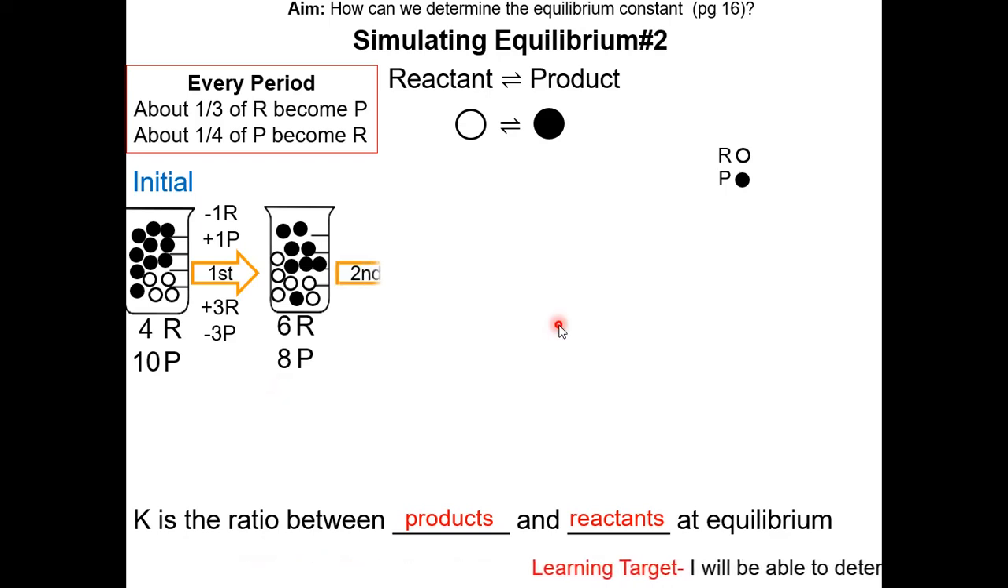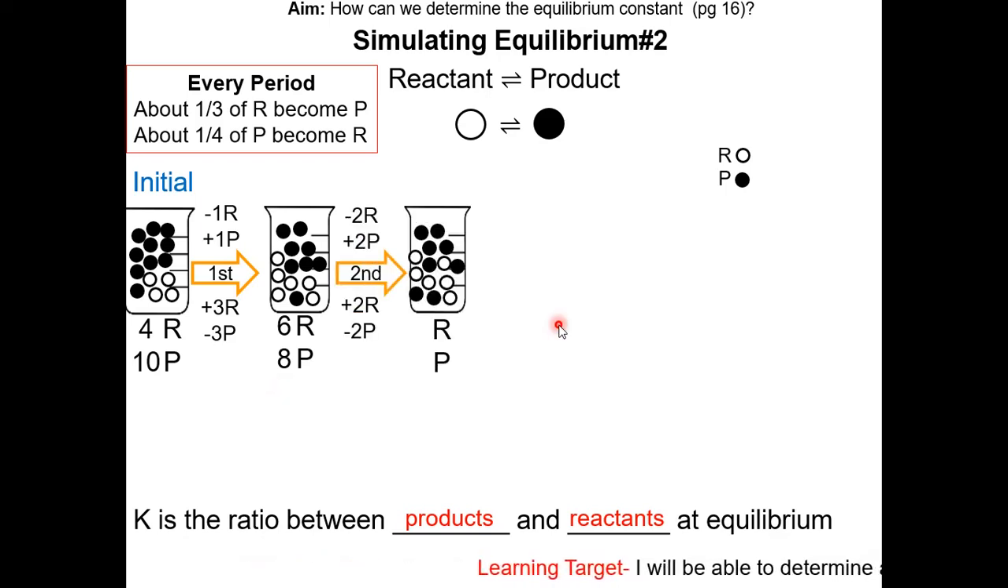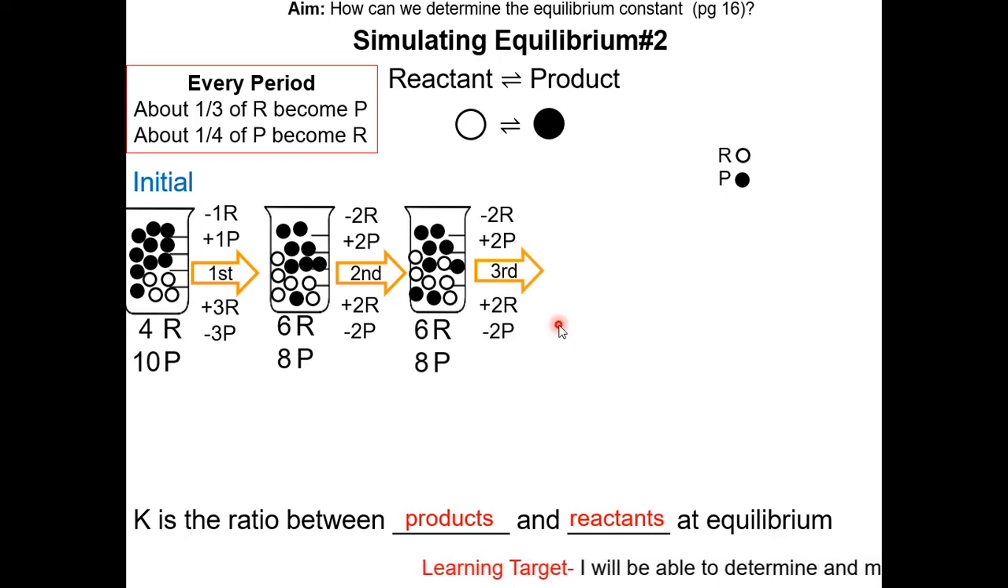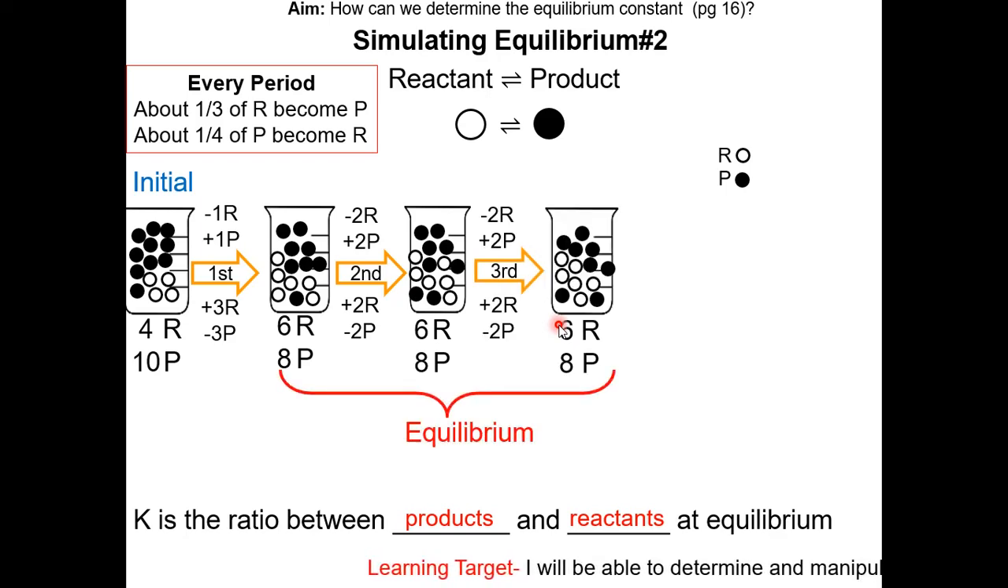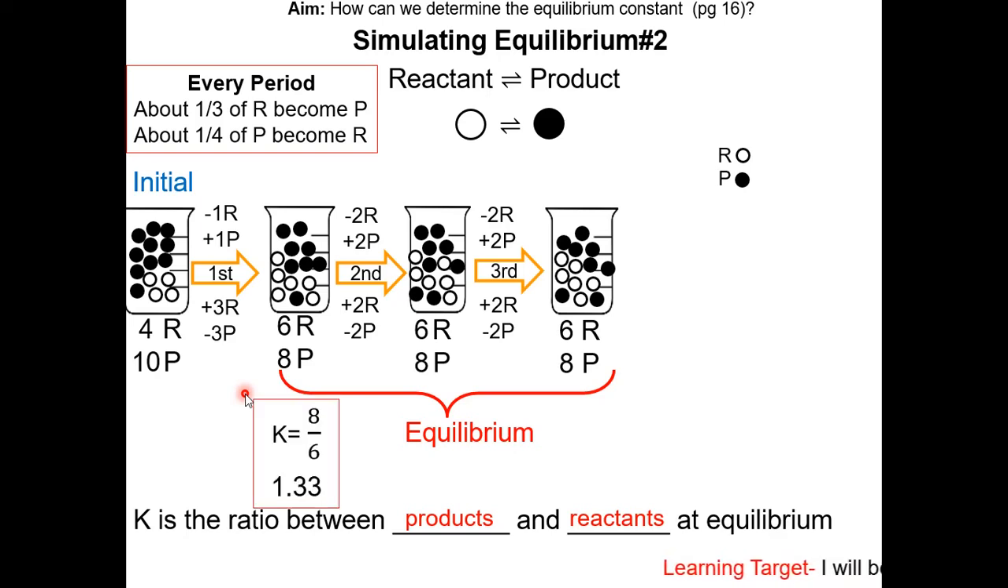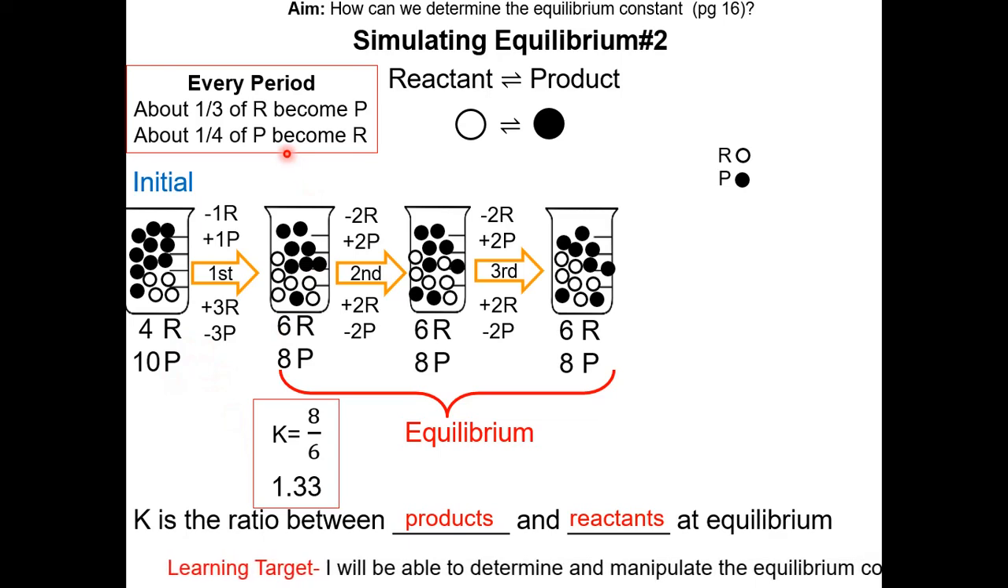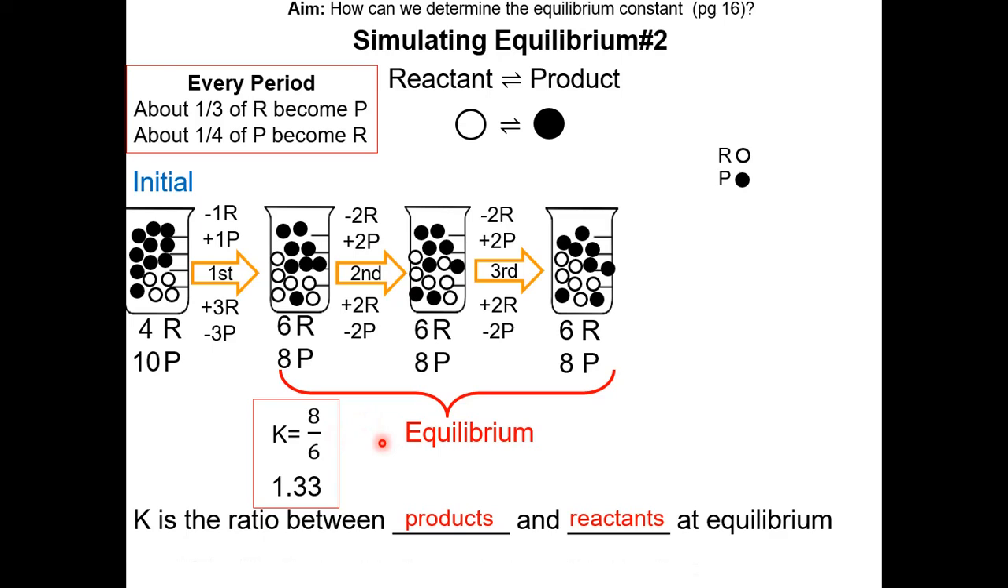If we keep going, we will get the same amount of reactants and products. This is because we have reached equilibrium. The ratio of 8 products over 6 reactants is the same K constant as simulation 1. So it does not matter the starting amounts of reactants and products. If your forward reaction and reverse reaction are the same, then you will get the same ratio of reactants and products at equilibrium, and your K constant will be the same.